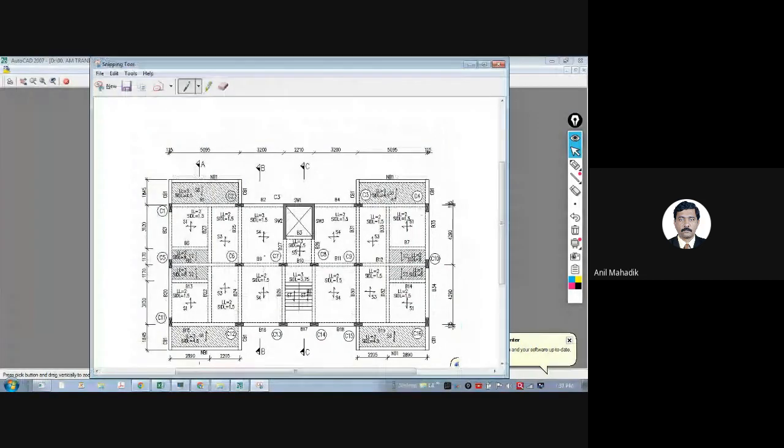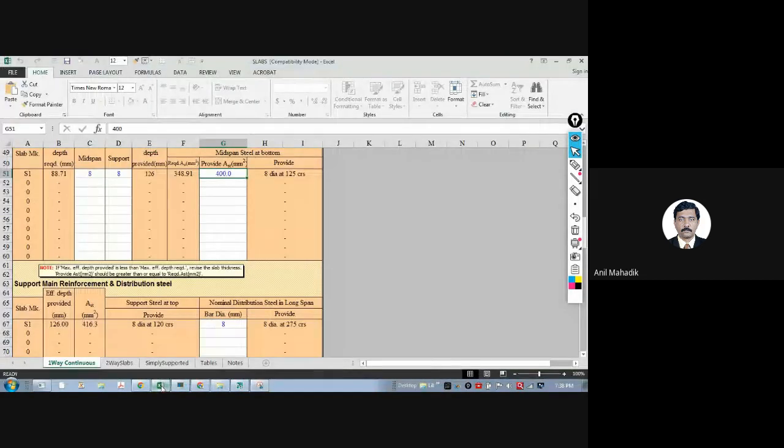Have I done slab design actually previously? Hello.